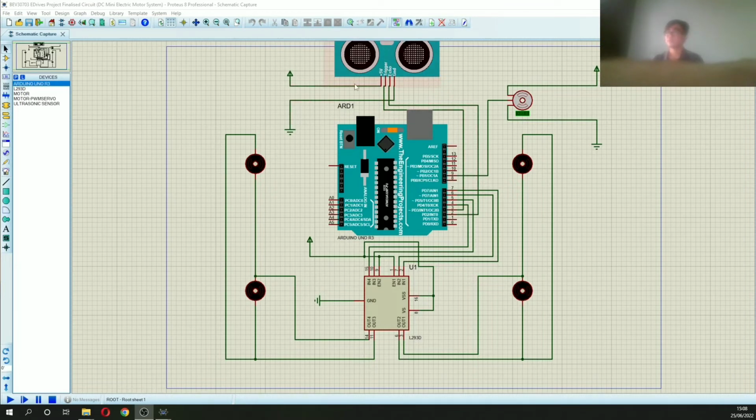At the top here we have the ultrasonic sensor. To the right here we have the servo motor, which drives the ultrasonic sensor so that it can move around to detect things surrounding the robot. The black ones here are also motors. These motors drive the wheels on the robot. What drives the wheels are the L293D motor driver and also, of course, the centerpiece, the Arduino microcontroller.